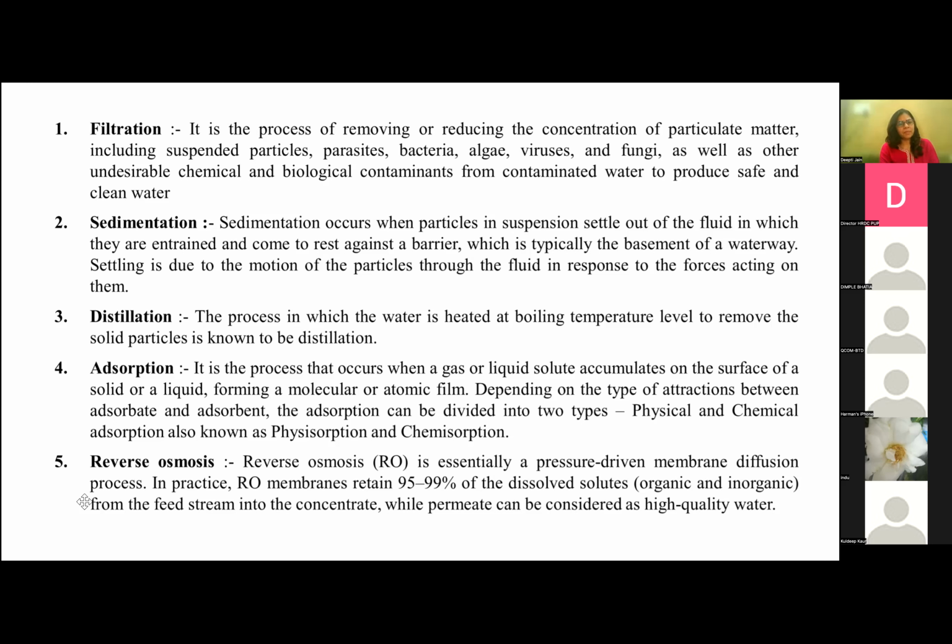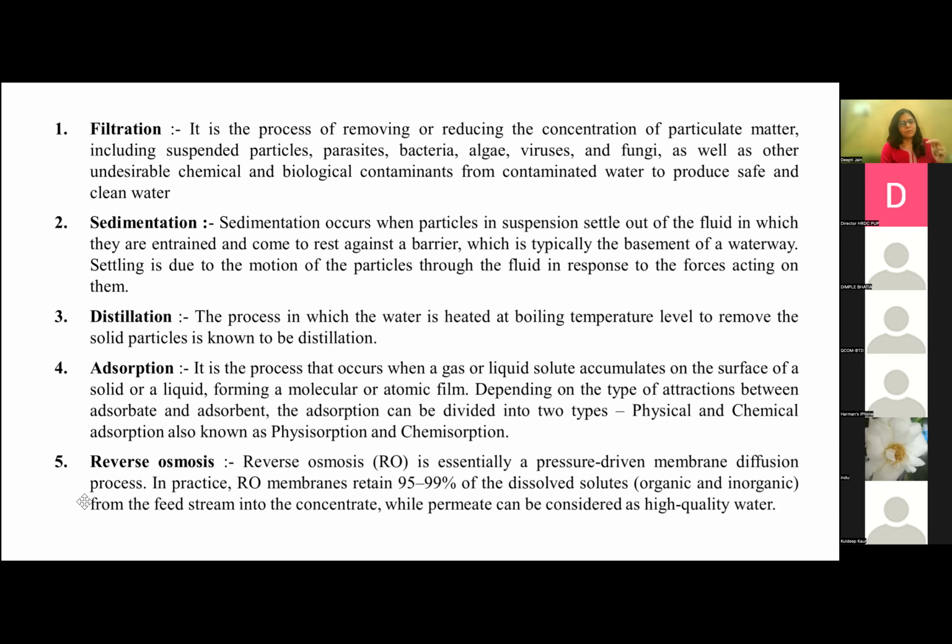So the third method can be distillation. This is a safe method. The process in which the water is heated to boiling temperature to remove the solid particles is known as distillation. Generally, we follow this method also in daily practice, like we used to boil water.